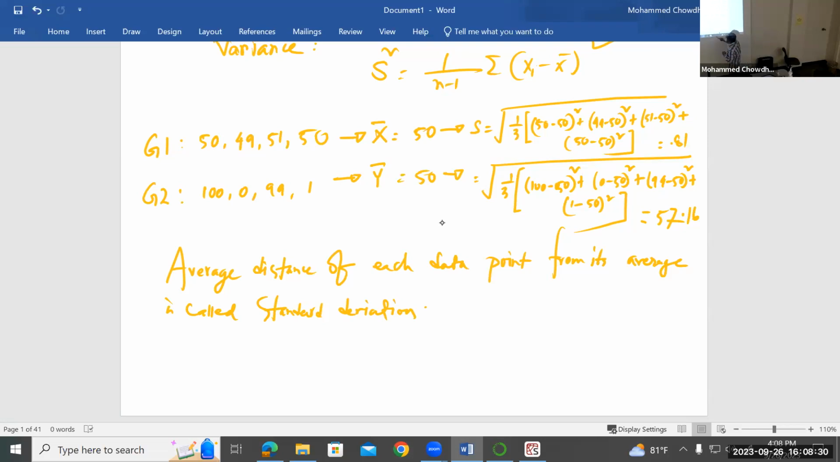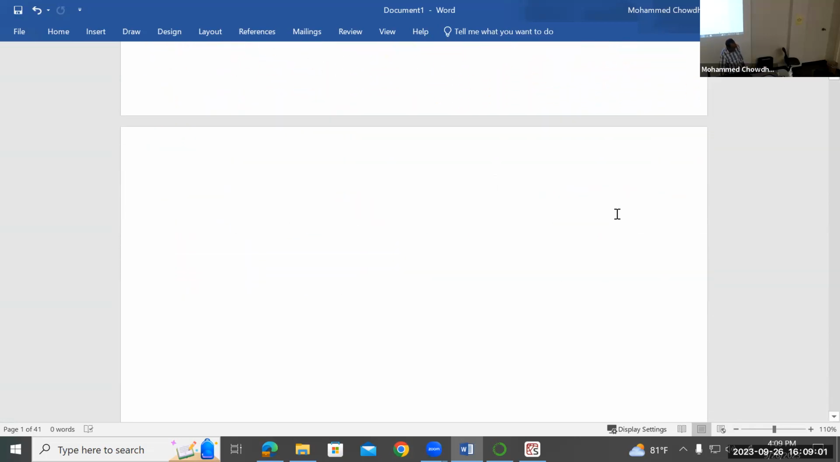Average distance. Why? This average stands for one-third, because there were four observations, but we use 1/(n minus 1). Why? Because that is coming from the concept of unbiasedness. From its average means this one, that one, this. And average distance means dividing it by that. So I hope you understand the definition of standard deviation.